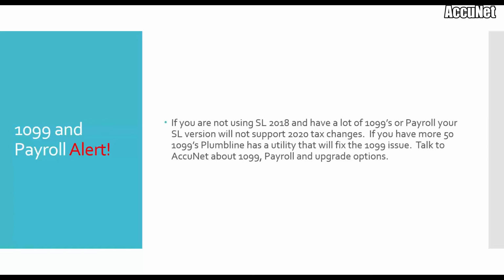We've tried to reach out and contact most of the customers we think will impact them, but if you have an issue with 1099s this year, or especially if you're running payroll and we haven't talked to you, please reach out and we'll get that problem solved. There's a couple of ways of doing it, and Plumline, as you might guess, has a utility that will help us there as well.